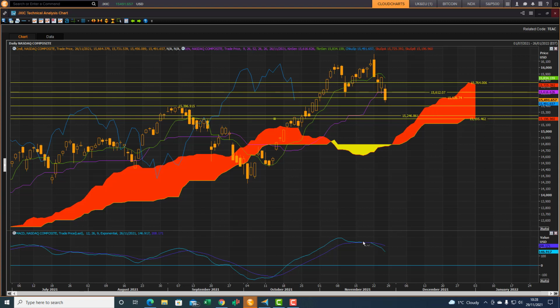We've had a MACD sell on the daily, so that's a bit of a downside risk. But we do need to see the market regain some strength here on the back of key support levels being tested.